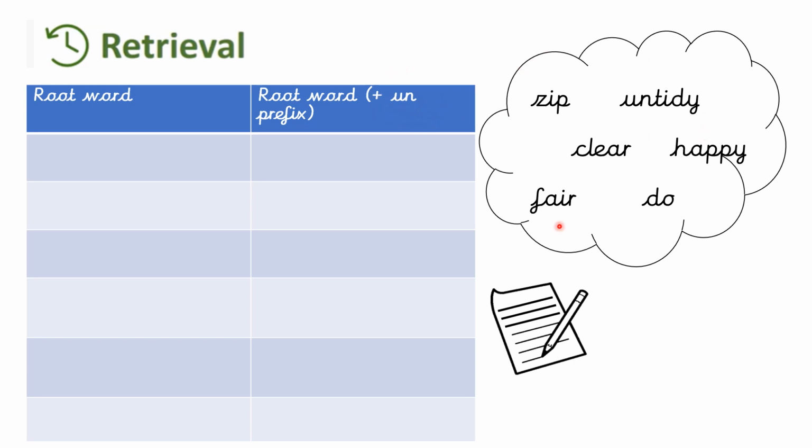We're going to be using these words over here to sort them into our grid. So I'm going to choose one word and go through it with you, and then you can complete the rest. I'm going to choose the word zip. Now, zip does not yet have the un prefix added to it, which means it is our root word, the original word. So I'm going to write it in here.